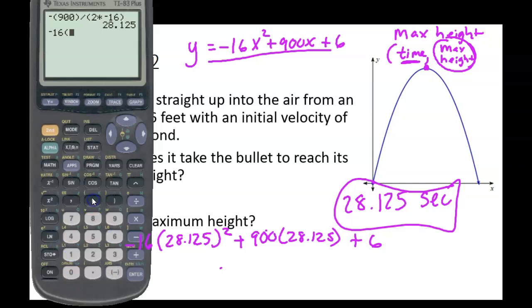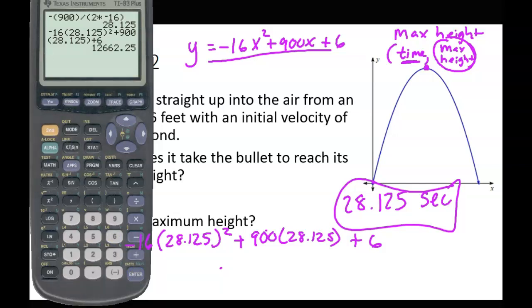Let me see if I get the same thing. 28.125 squared plus 900, 28.125 plus 6. 12,662? Yeah. Okay. So that would be 12,662.25 what? Feet.